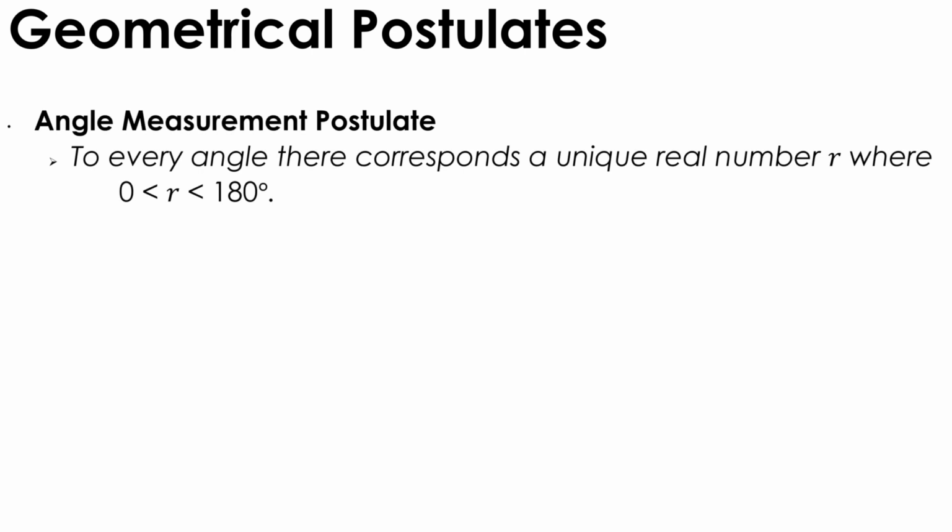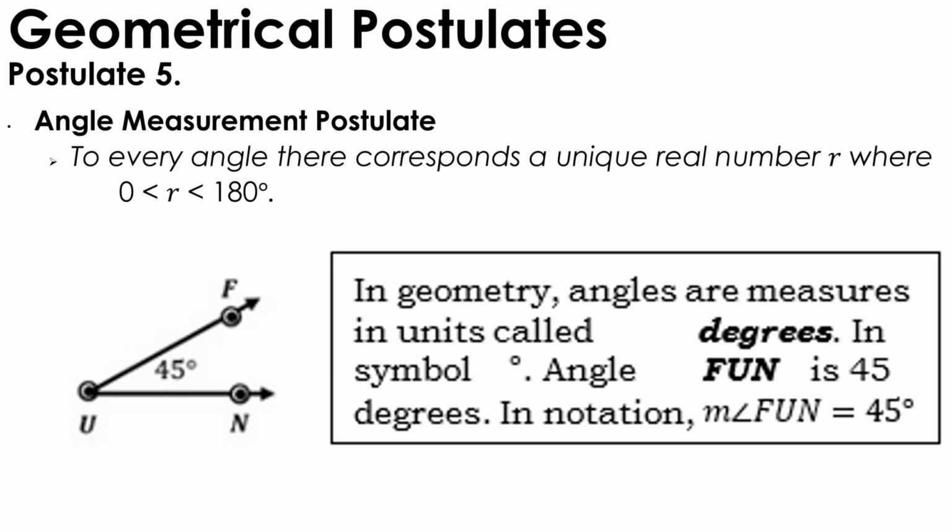Let's move on to the angle measurement postulate. To every angle, there corresponds a unique real number R, where R is greater than 0 but less than 180 degrees. And also under postulate number 5, in geometry angles are measured in units called degrees. In symbol, this is the symbol for degree, an angle is 45 degrees. In notation, if we are going to write this in notation form, this is how we write this. The measurement of angle FUN is equal to 45 degrees.